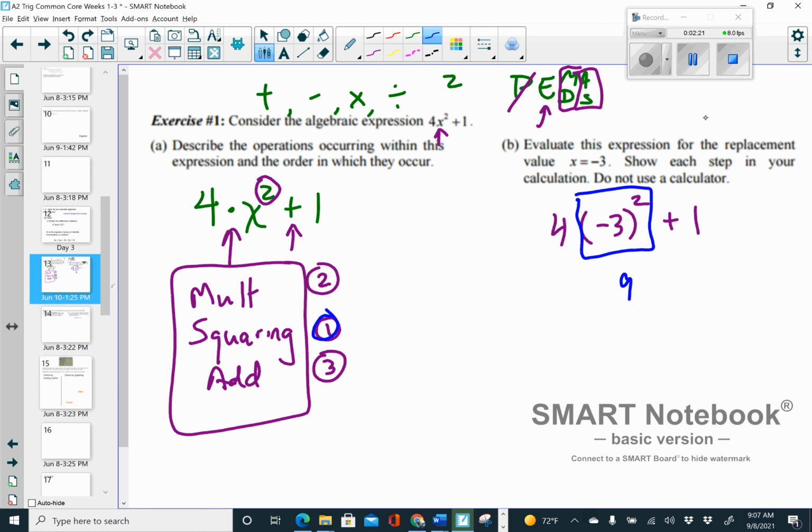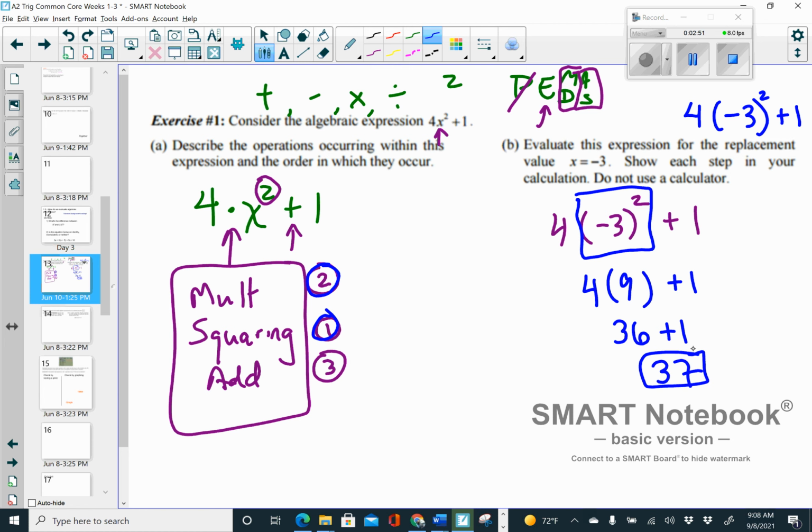If you're going to do this in the calculator, do 4, you have to put the parentheses, squared plus 1. That's how you would type it into the calculator. So everything else just comes down. 4 times 9 plus 1. Second thing that happens is multiplication. So we're going to do 4 times 9, which is 36, and 36 plus 1, which final answer is 37.